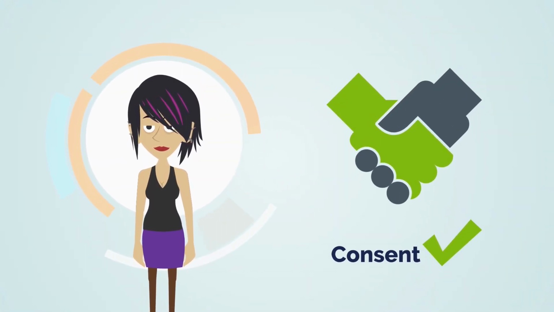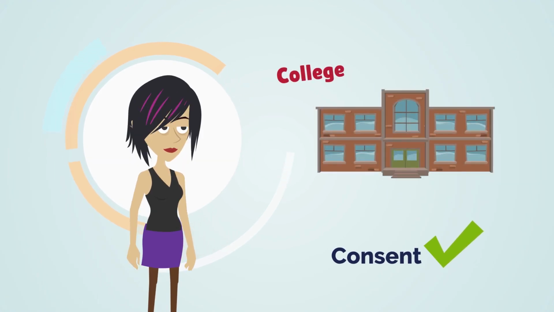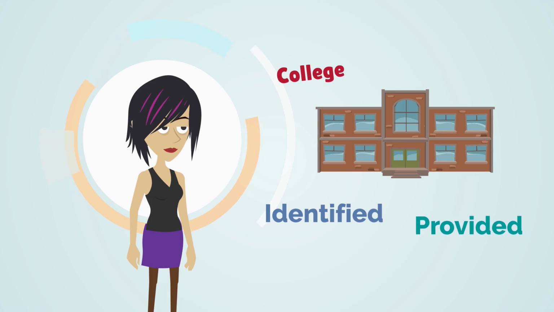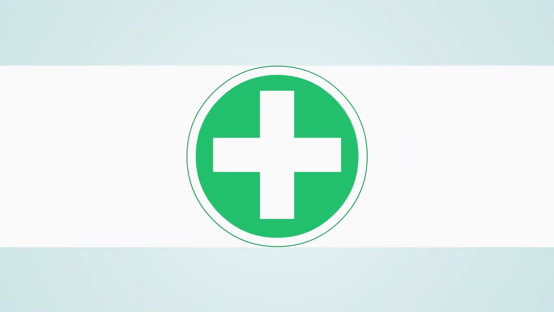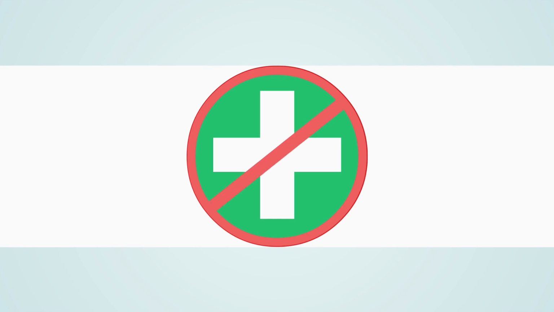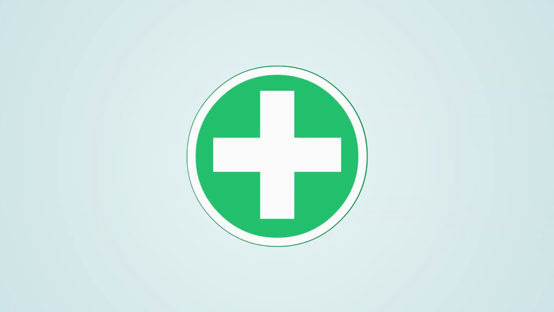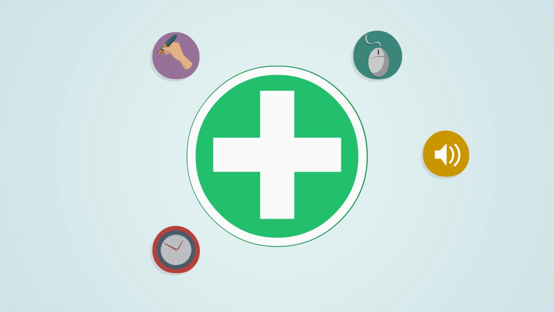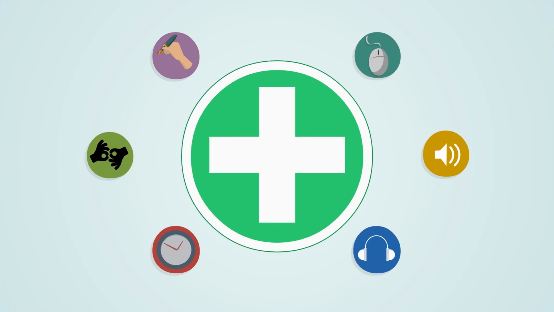By giving your consent, your college can work with you to ensure that any reasonable accommodations required by you are identified and provided. If you provide medical evidence regarding your disability, this information will not be disclosed to any third party, except where necessary to provide you with the reasonable accommodations that have been identified as necessary for you as part of the needs assessment process.